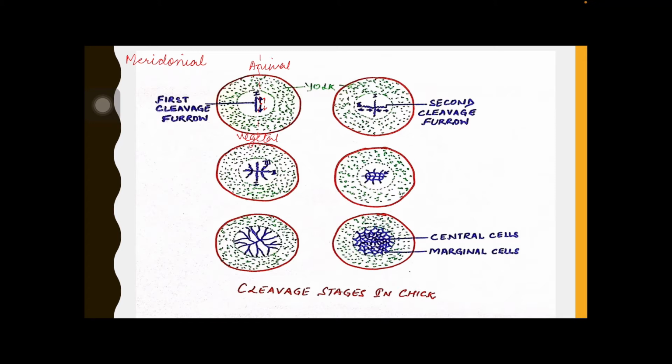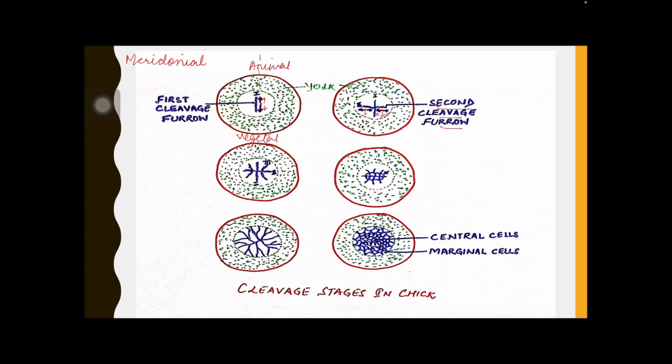Then comes the second cleavage. The second cleavage is at right angle to the first cleavage, right, and it also starts at 2 points, one point here and one point here. At these 2 points the cleavage starts and again extends on either side of the first cleavage, in both directions, that is inward as well as outwards, right.